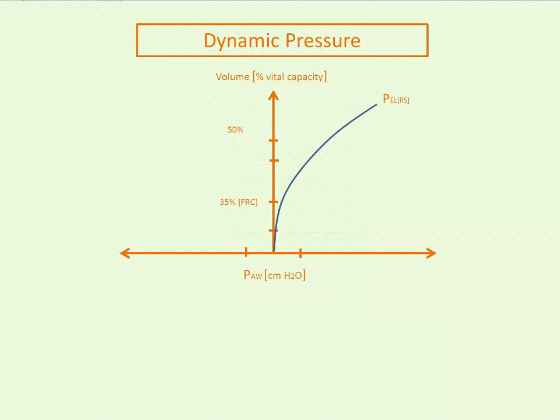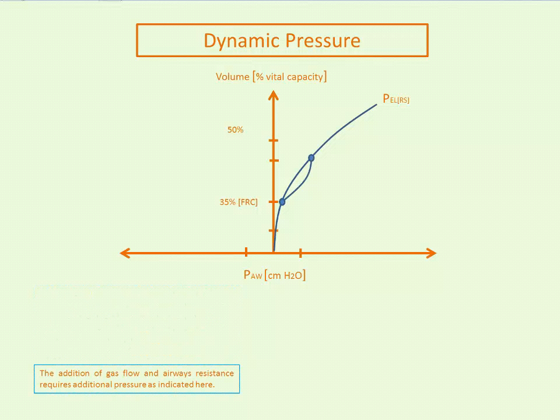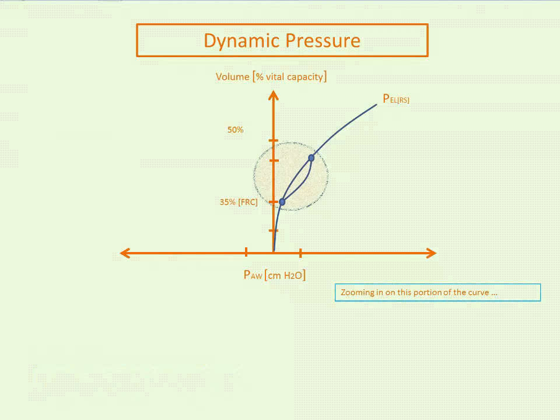So this is the respiratory system elastance curve that we just talked about, not the pleural pressure. This is the proximal airway pressure measured by the ventilator. But the addition of gas flow and airways resistance requires this additional pressure here. And again, the x-axis here is airway pressure, not pleural pressure. This is what the ventilator is recording. So to overcome the airways resistance, you add this right shift, or this rightward curve.